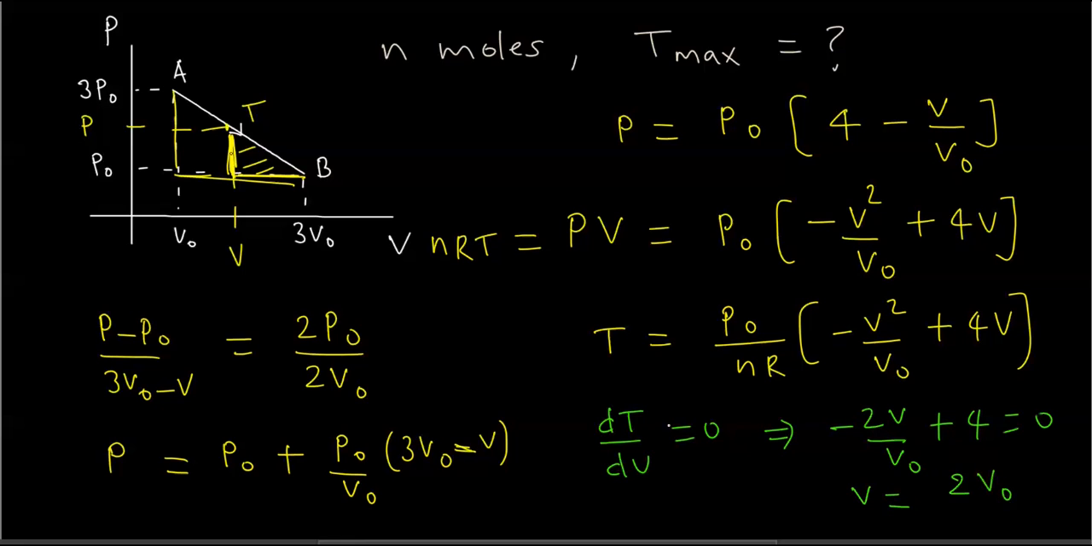So to get the maximum temperature, what do I do? I substitute here. If V is 2V naught, this becomes 4V naught square, so this is minus 4V naught, and this becomes 8V naught. 8V naught minus 4V naught. So the maximum temperature would be 4P naught V naught by nR. Are you okay with this? Yeah. Okay.